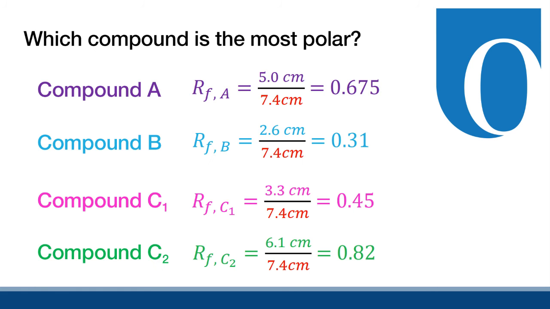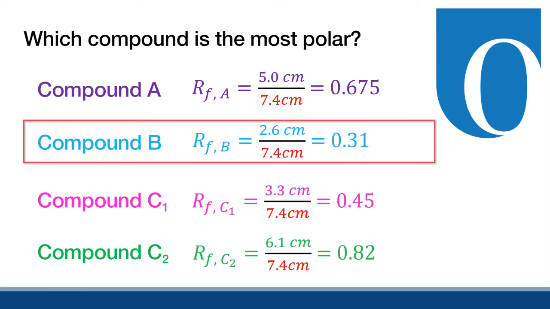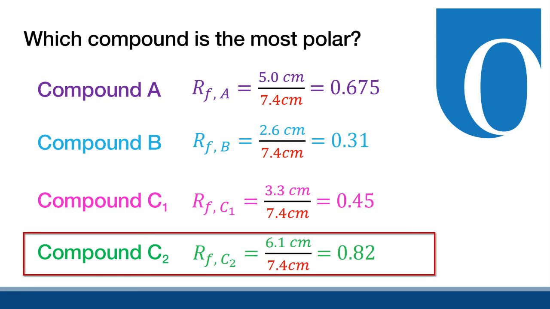From what you have learned about migration distance and polarity, which of these compounds is likely the most polar? Since compound B has the smallest RF value, the compound migrated the smallest distance and is likely the most polar. Compound C2 would be the least polar since it traveled the greatest distance.